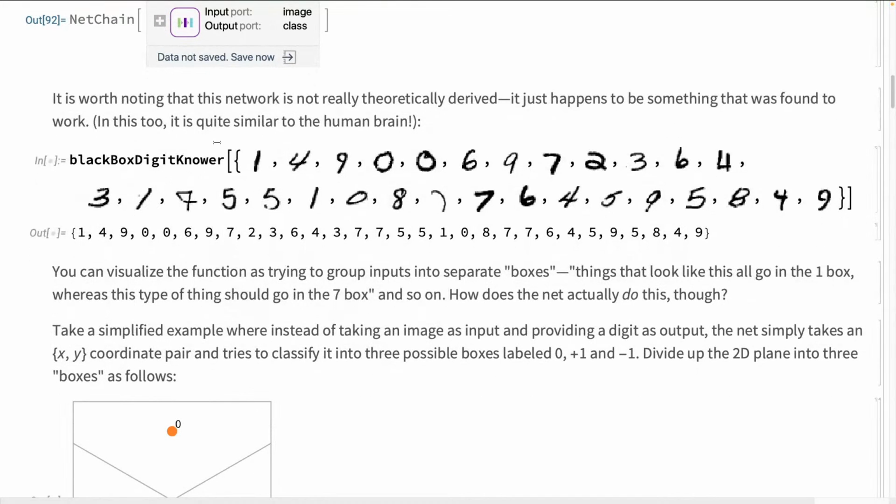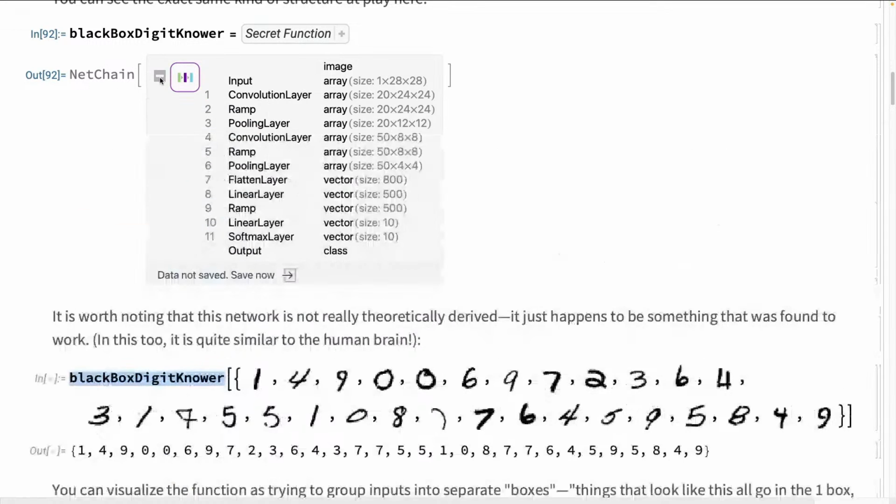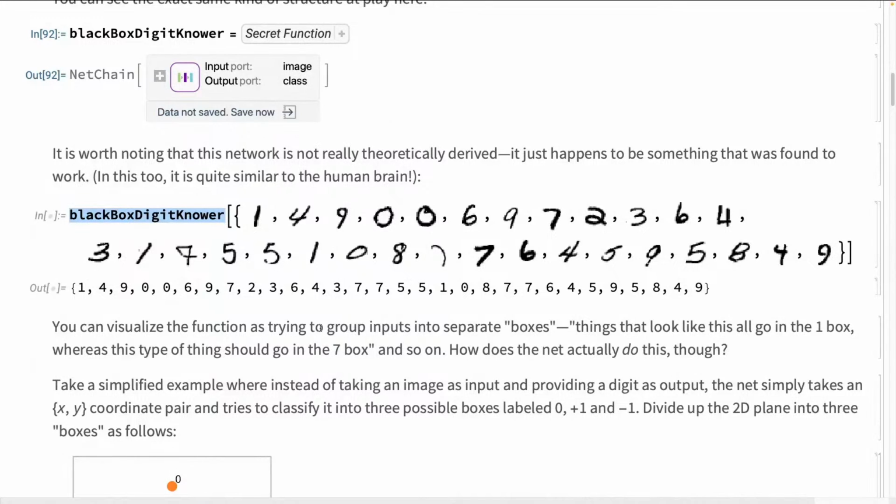So we can think of this black box digit knower, even though now we know it's not quite a black box, it's a neural network, a chain of pieces of the neural network. You can think of this as trying to group its inputs into separate boxes. Things that look like such and such all go in the one box, but things that look like this other type should all go in the 7 box, and so on. So it's classifying or boxing them up into different boxes based on something in the input.